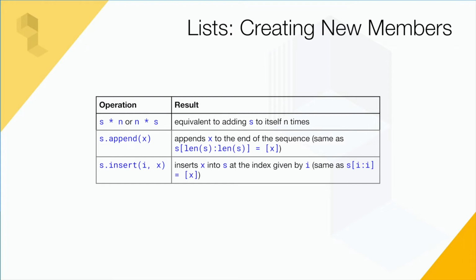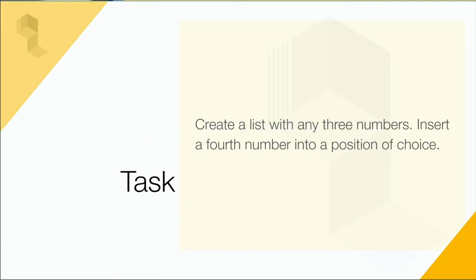However, it is limited in that we can only create one member at a time. In many situations, we want to be able to create several members at once. The table in the instruction manual lists operators, and the table below, also displayed on your screen, lists operators and operations that do this. So here's a task for you. Create a list with any 3 numbers. Insert a 4th number into a position of your choice.